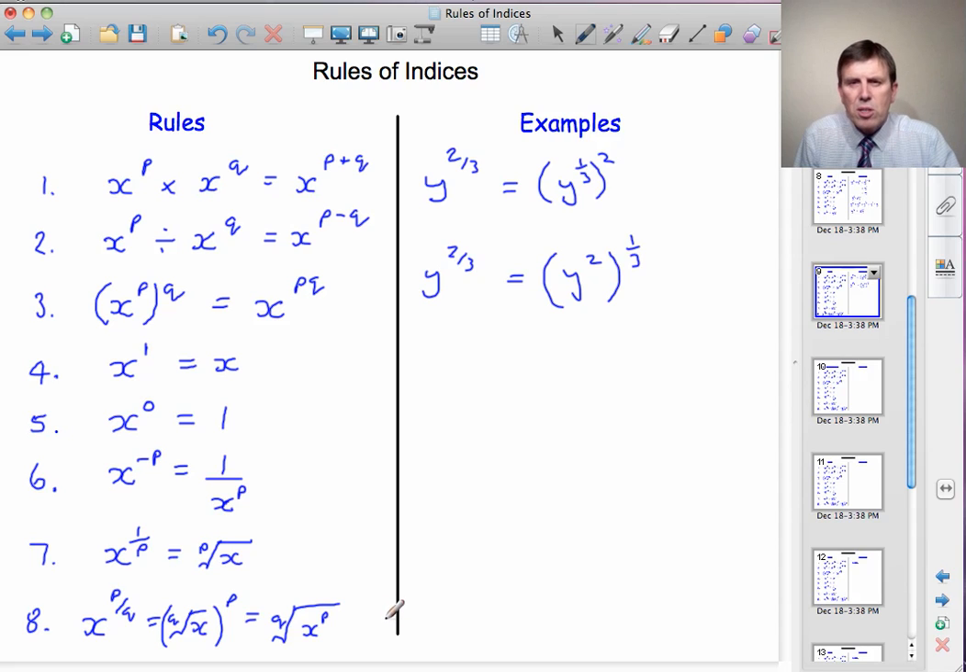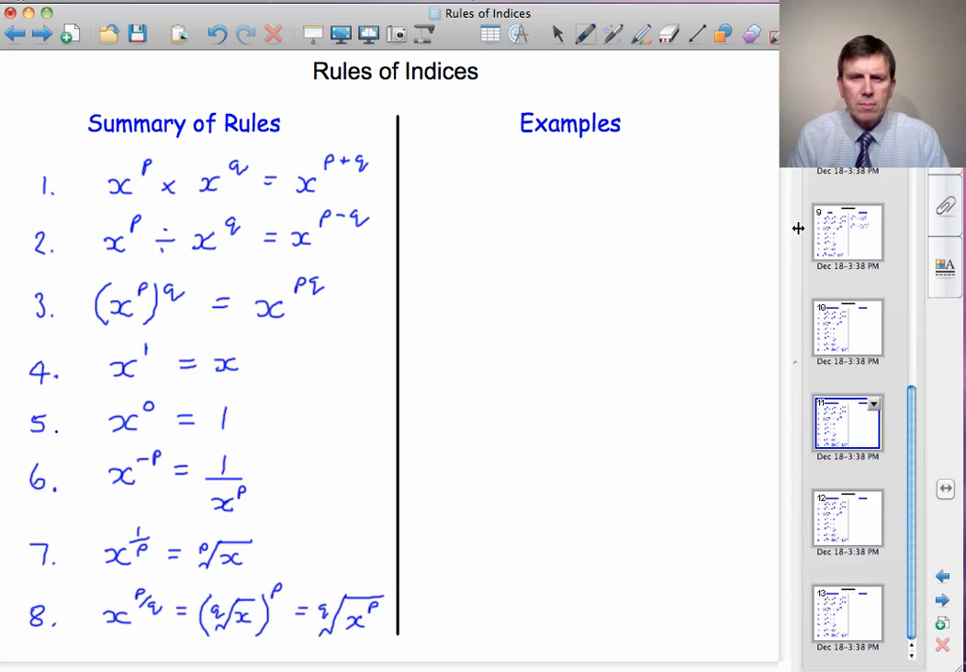Now, in general, these questions crop up on exams when you haven't got a calculator, and if that's the case, it's easier to find the root first and then the power. That keeps the numbers much smaller. If you've got to find a power first, you can end up with a large number and you won't know the root of that particular number anyway. So we've now got our 8 rules. Let's have a look at a summary of them.